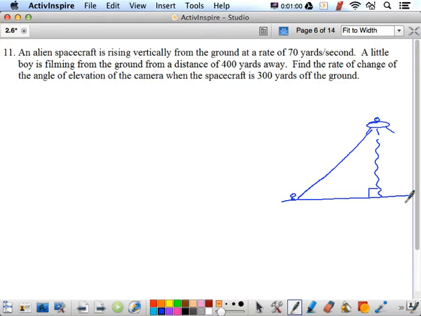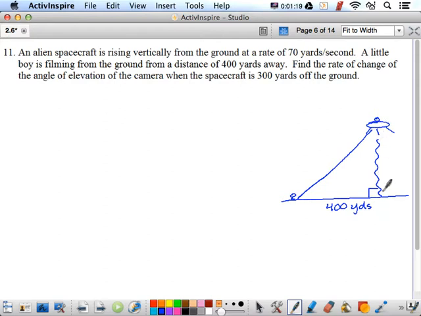Let's see what else we know about this problem. There's a constant. What is it? 400 yards on the ground, from here to here, right? Yes, so this is 400. Okay, so I can put that there. Am I allowed to put the 300 here yet? Because that's not remaining constant.